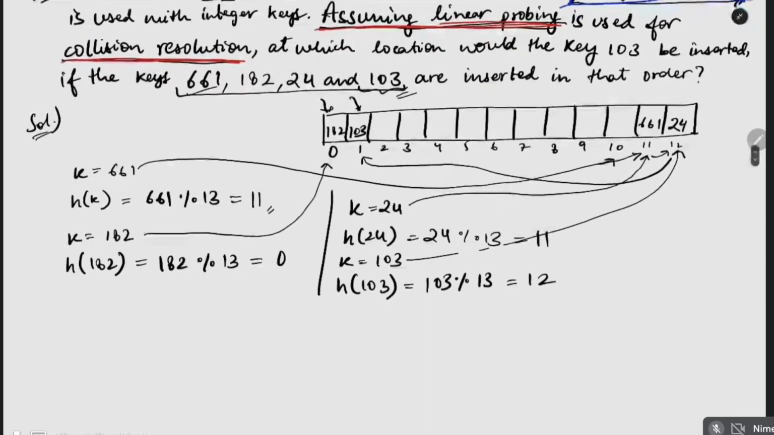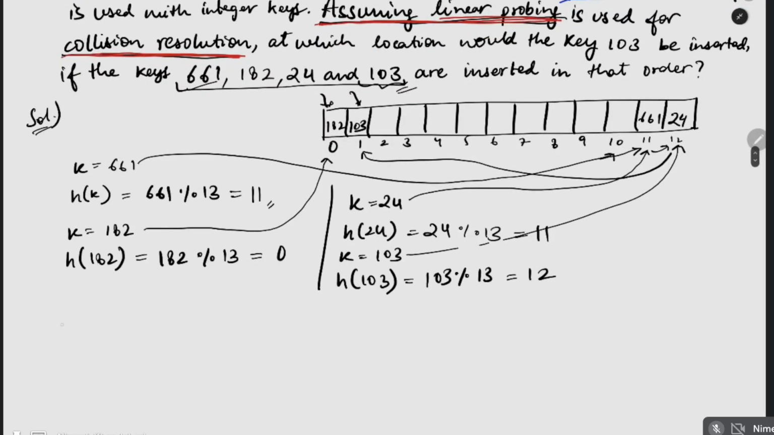So the location of 103 after all insertions is 1, right? It is at index 1.